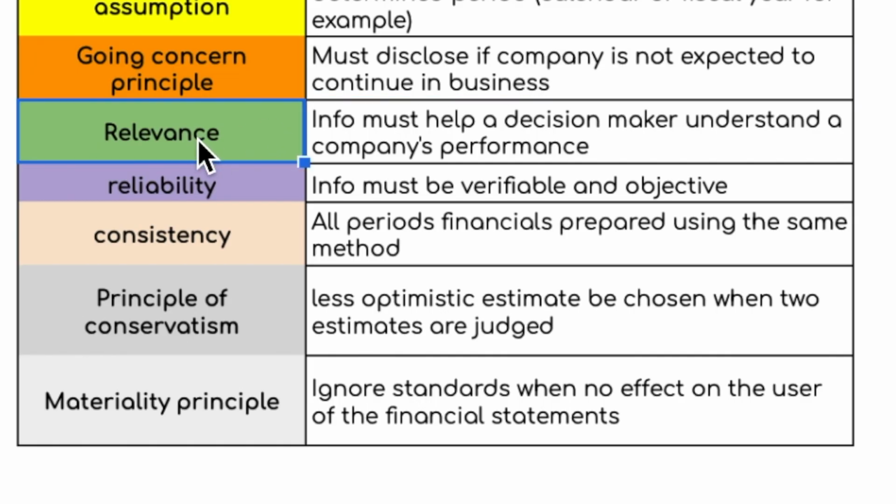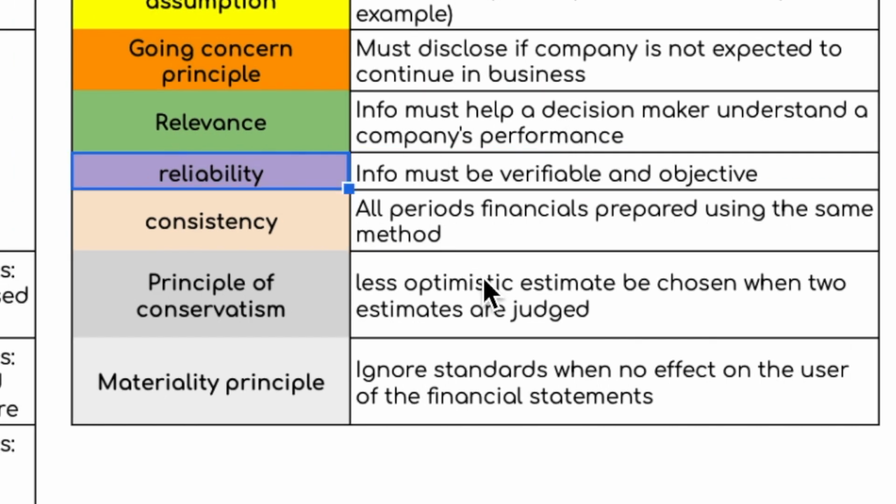The next item is relevance, which basically says that the info must help the decision maker understand a company's performance. So the financial statements need to be relevant. What you're showing on them needs to be relevant to the reader so that they can make an informed decision on the financial performance of the company.